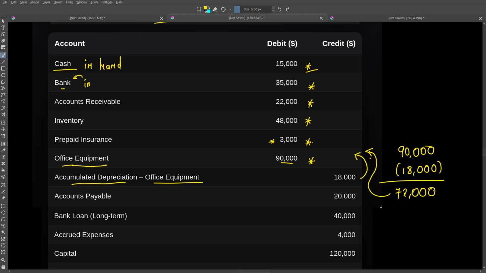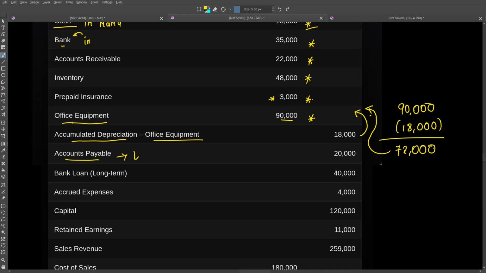Then you have the account payable. This is a liability. Then you have a bank loan as well, which is a liability. As at 31st December 2025, these are the things that you've not paid, because this is the account payable. You have not paid for these things. Then you have the bank loan. You've not paid that loan. Then you have accrued expenses, meaning you have incurred some expenses but you've not paid.